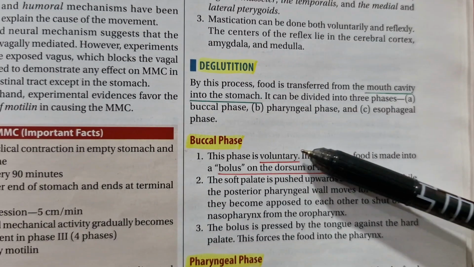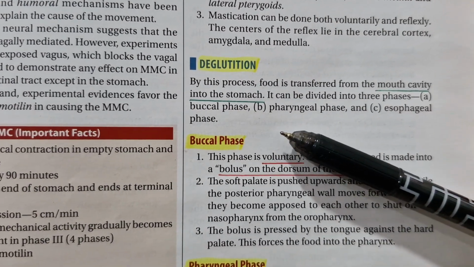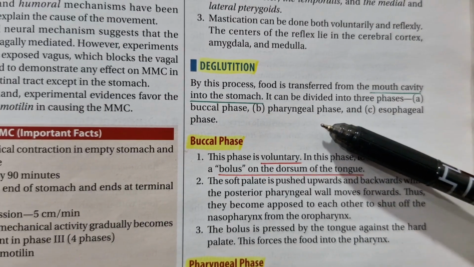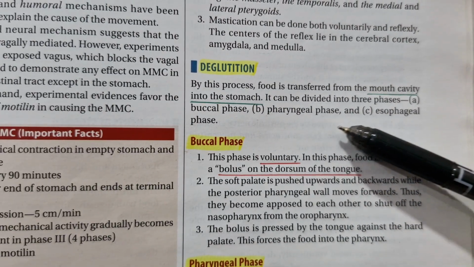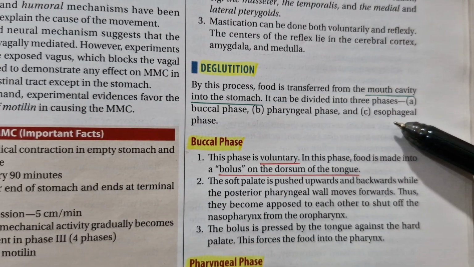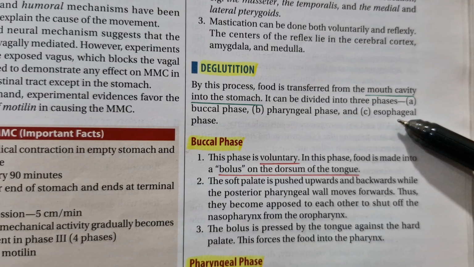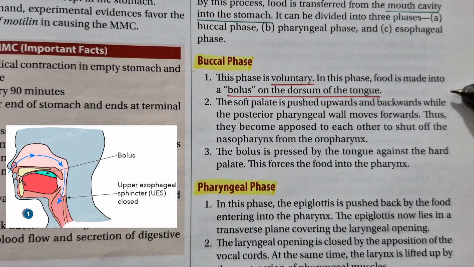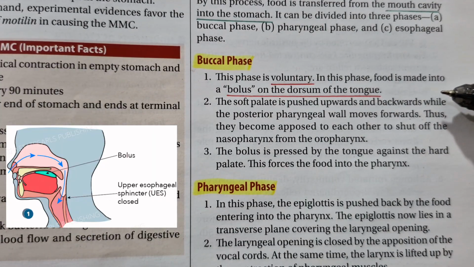The first one is the buccal phase or the oral phase. The second one is the pharyngeal phase. And the third one is the esophageal phase. The buccal phase. This phase is voluntary.